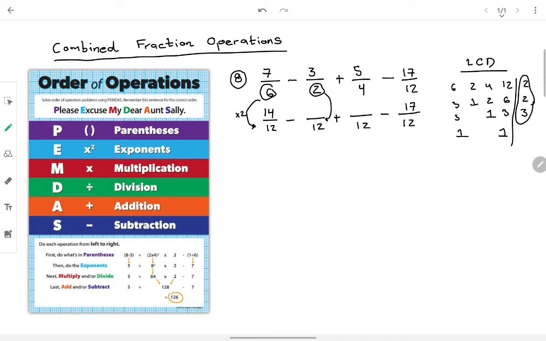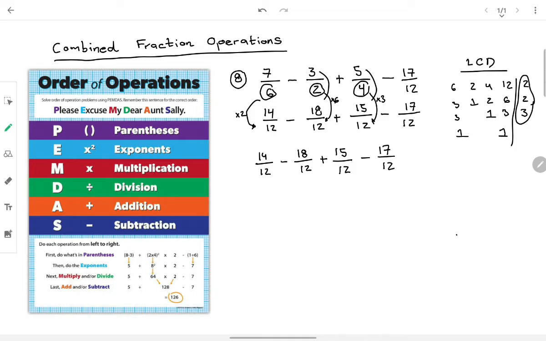Then 2 multiplied by 6 is 12. So 3 is also multiplied by 6. It's 18. 4 is multiplied by 3. We will get 12. Then 5 is also multiplied by 3. We will get 15. So let's see. I will copy these ones. 14 over 12 minus 18 over 12 plus 15 over 12 minus 17 over 12.